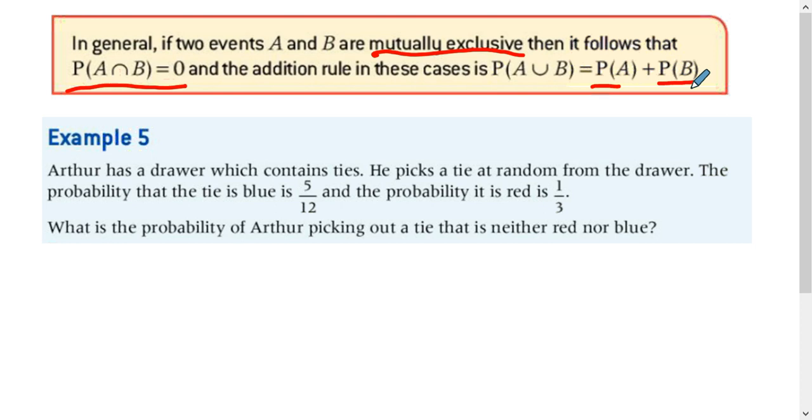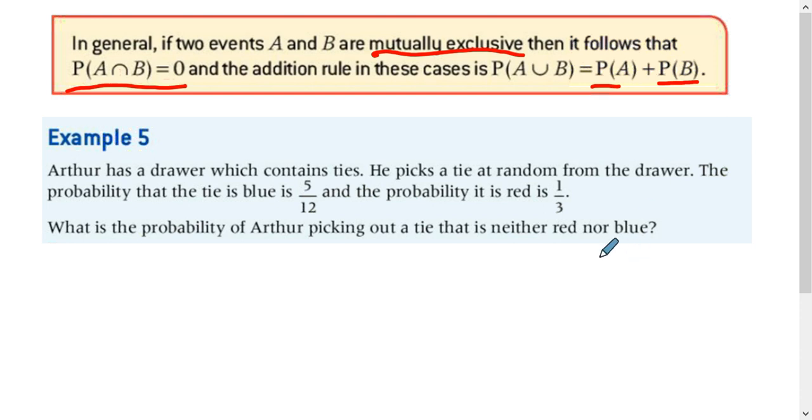There's nothing to subtract out because they don't share anything. So in this example, we're assuming the ties that we're picking are mutually exclusive. Arthur has a drawer which contains ties. He picks a tie at random from the drawer. The probability that the tie is blue is 5/12, and the probability that it's red is 1/3.